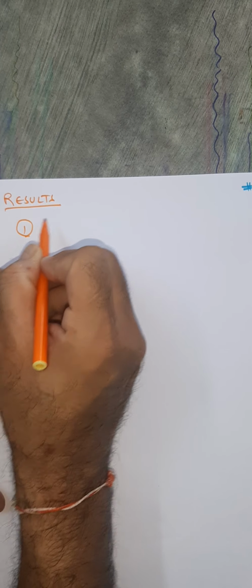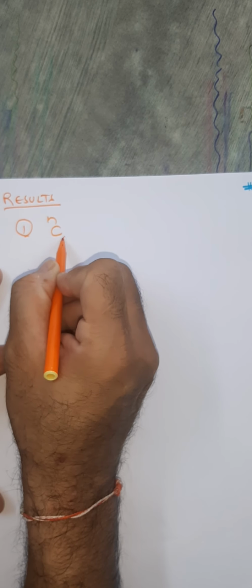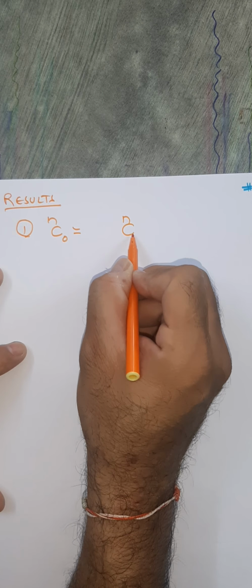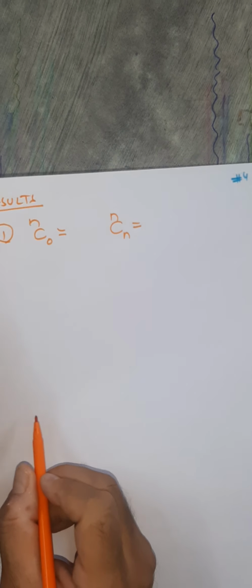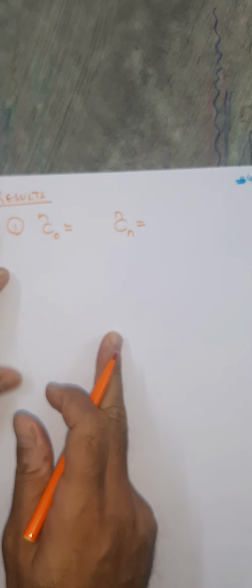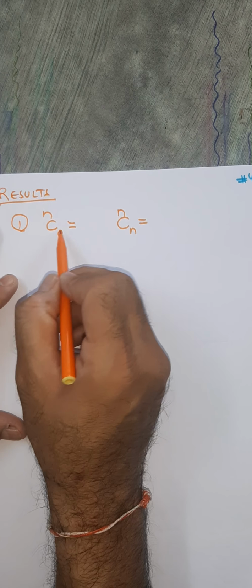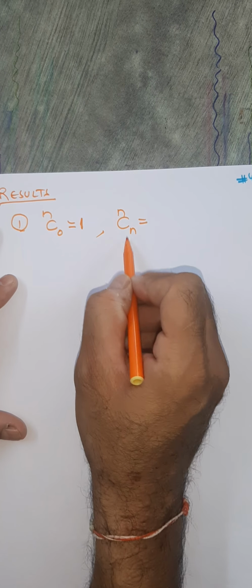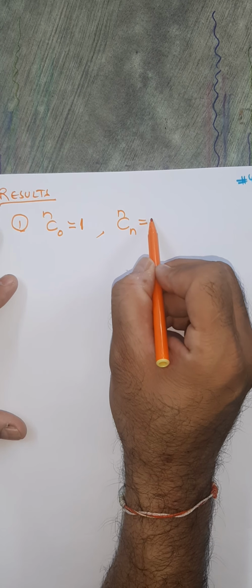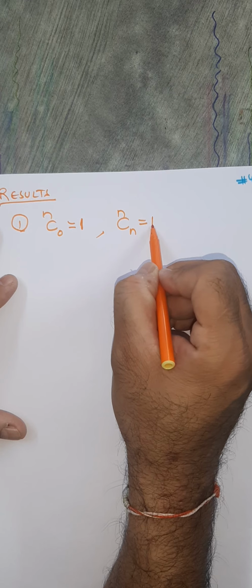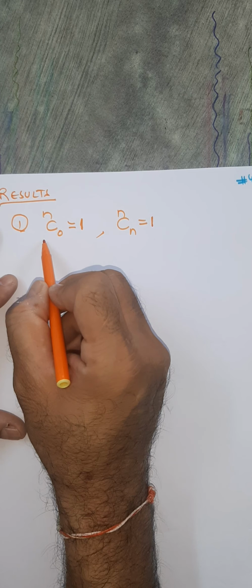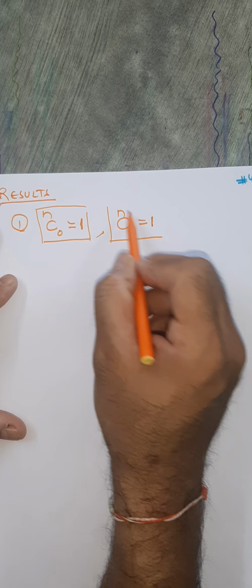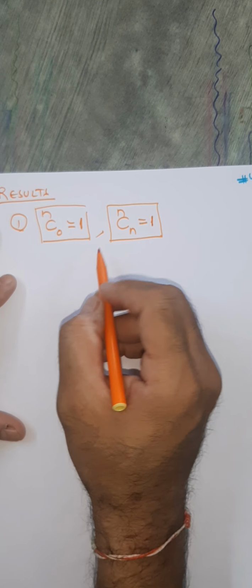If you find nC0 and nCn, what does nC0 mean? No objects being selected, which can be done in one way. And what is nCn? All objects are selected, that is, you take all objects. This is always 1, remember. So nC0 is 1, nCn is also 1. You can just use the formula.